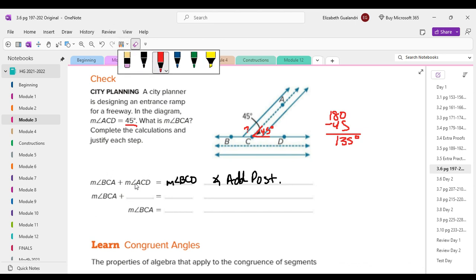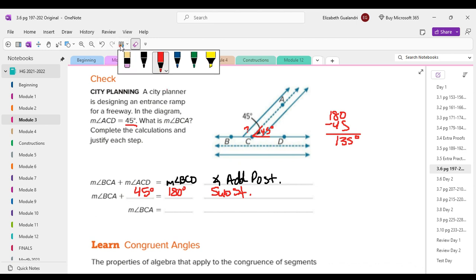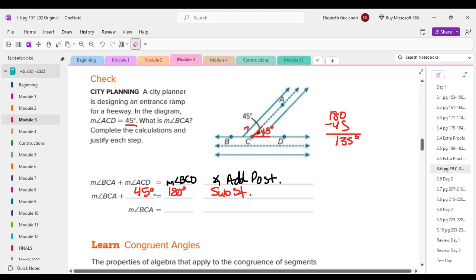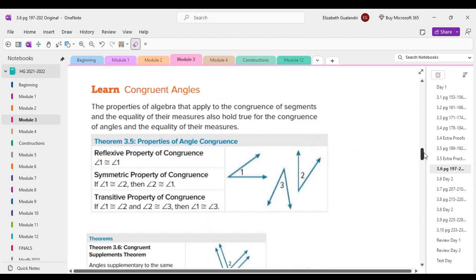And then we're going to do our substitution. So ACD, based on what's given up here, is equal to 45 degrees. And based on the picture, we know that BCD is equal to 180. So I'm going to replace each of those, and I'm going to use substitution. Again, this is not a formal proof, it's an informal proof here. So that's why I don't have to have all of the givens here. And then to get to BCA, I have to subtract 45 from both sides. So this is just going to say 135 degrees. And to get from step 2 to step 3, that is the subtraction property that allows me to get to that step. Okay, so that's an idea. Again, informal proof, that's our first time seeing that kind of stuff.